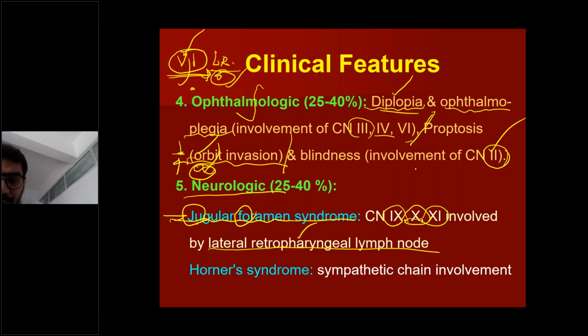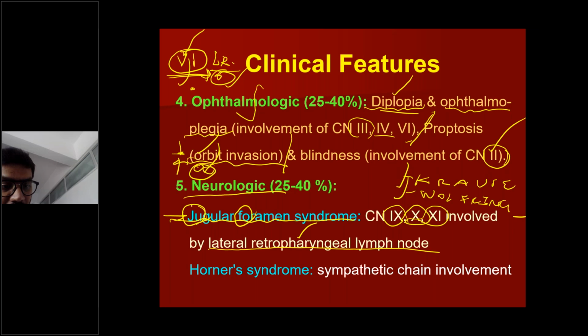The retropharyngeal lymph nodes are named Krause and Wolfring. K-R-A-U-S-E, Krause, and W-O-L-F-R-I-N-G, Wolfring. In the retropharyngeal space, the lymph nodes are named Krause and Wolfring. When they are involved, it leads to jugular foramen syndrome. Directly or indirectly, involvement of the parapharyngeal space can also lead to this, so cranial nerves 9, 10, 11, 12 can be involved.